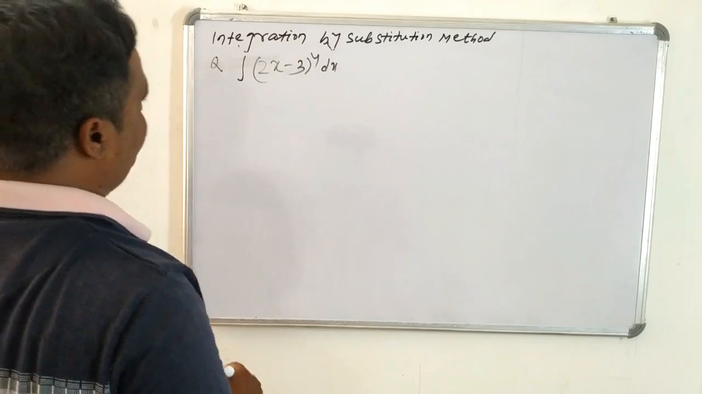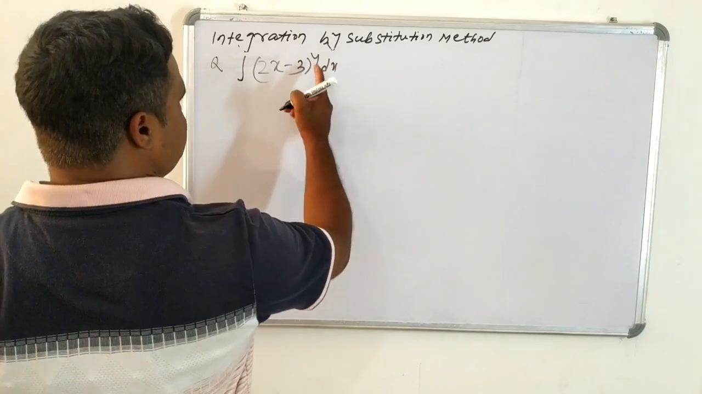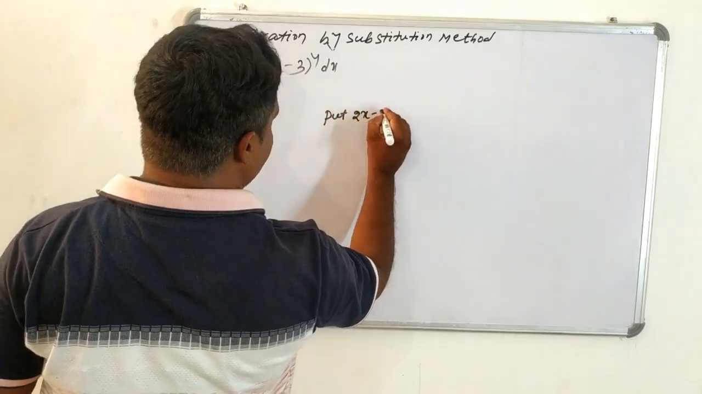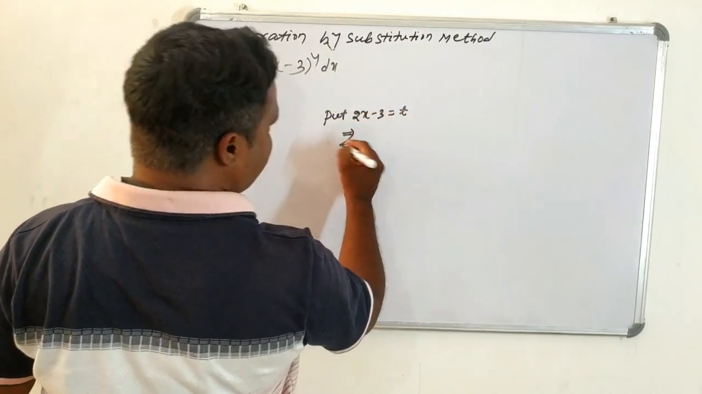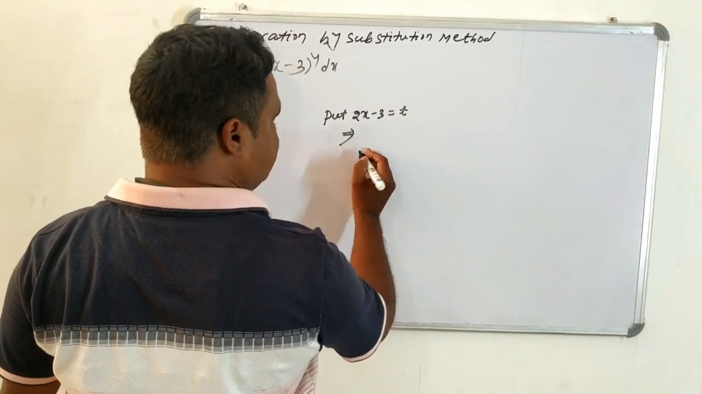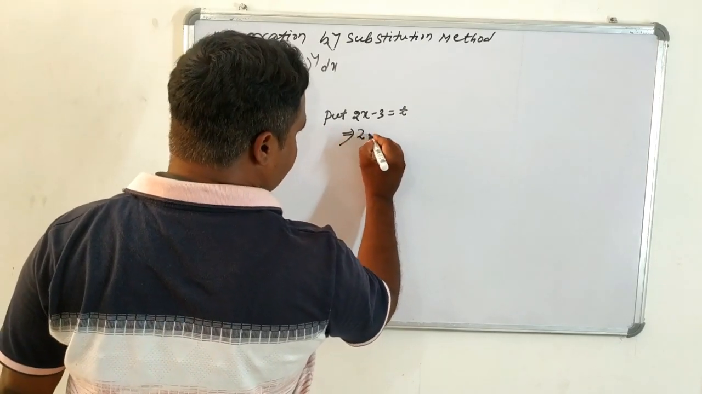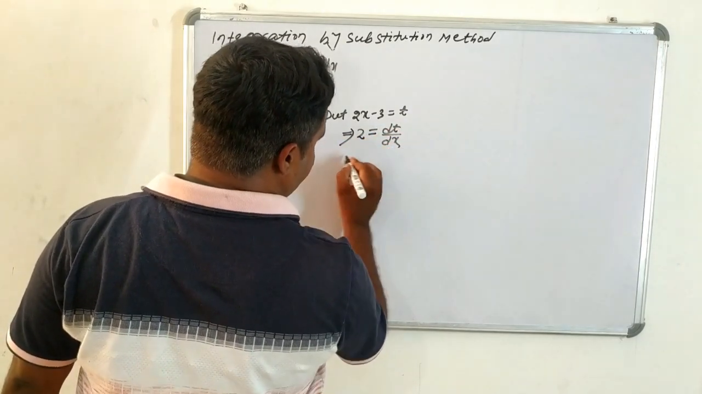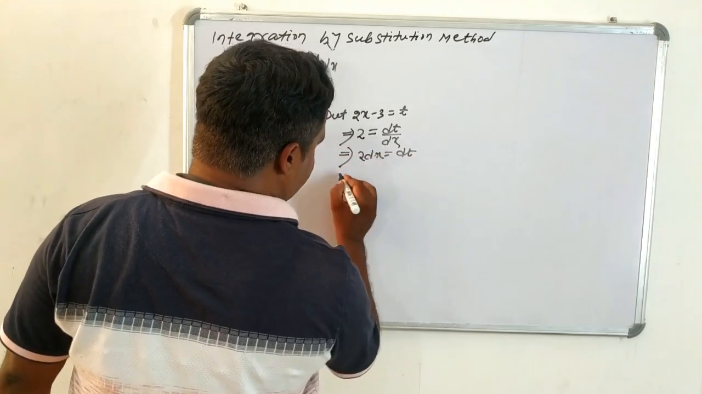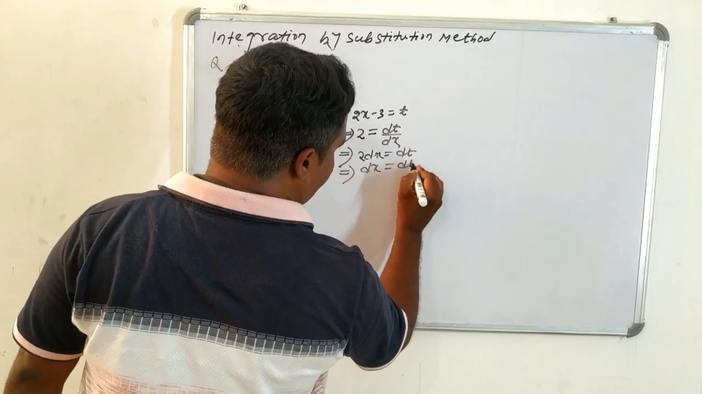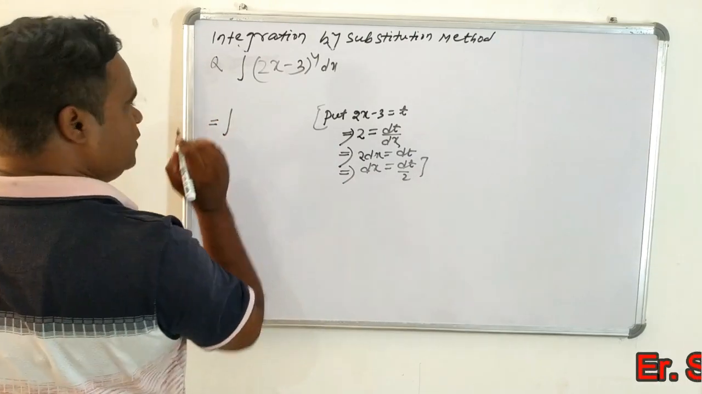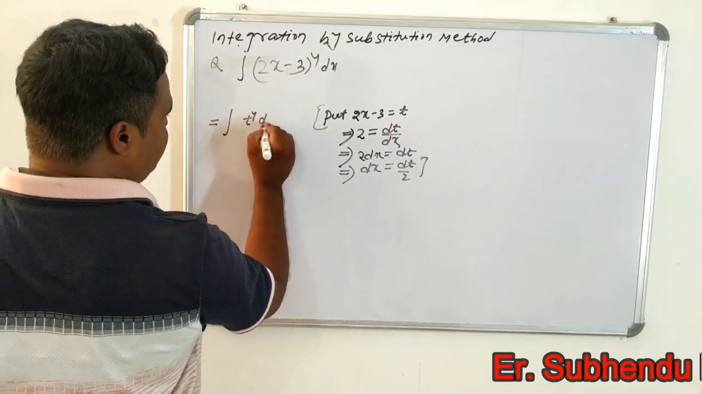In this question, we use the integration by substitution. The factor in the bracket, suppose we put 2x minus 3 equals t. Now t is a function of x, so differentiating both sides with respect to x, we get 2 equals dt by dx. This implies 2 dx equals dt, so dx equals dt by 2. Put this value here, so this equals t to the power 4 dt by 2.